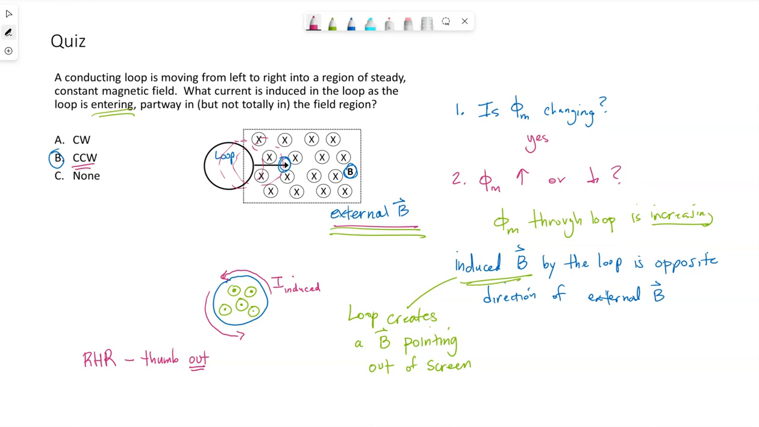So again, a multi-step process. Thinking through whether the flux is changing, how it's changing, if it is, and then the direction of the induced field that we need, and then our right-hand rule. So let's look at another one.